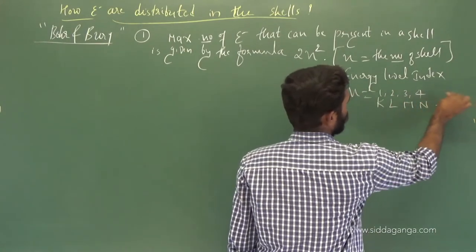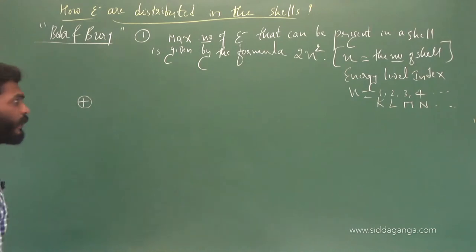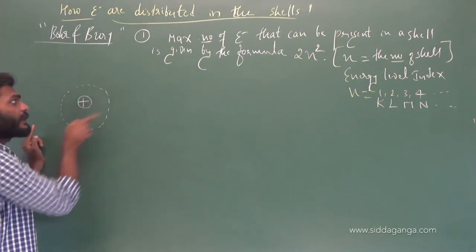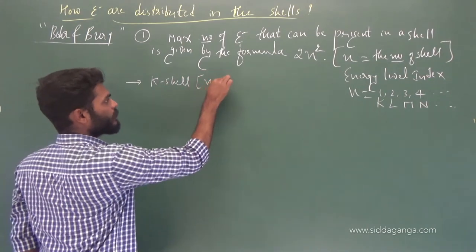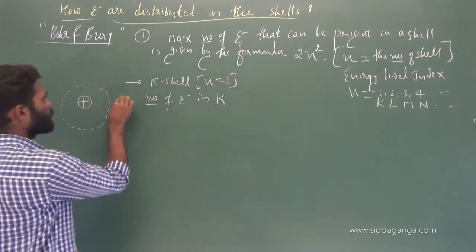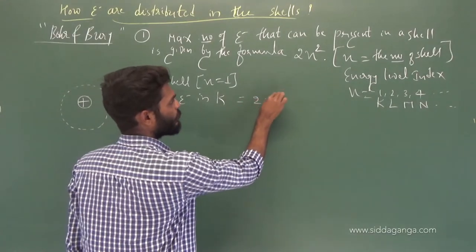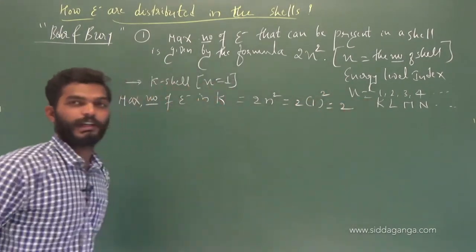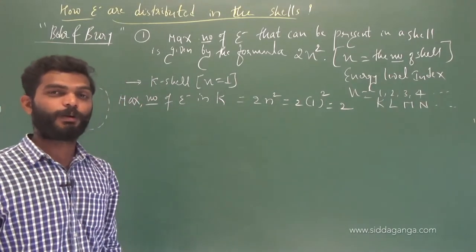Now, if there is an atom which has a nucleus in the center, the first shell is what? K shell. How many electrons can be accommodated in this K shell is given by the formula 2n square. For K shell, the value of n is what? 1. Right? Therefore, maximum number of electrons in K shell is 2n square, and n for K is 1. Therefore, 2 into 1 square equals 2. Therefore, in the first shell, that is the K shell in any atom, only 2 electrons can be there.